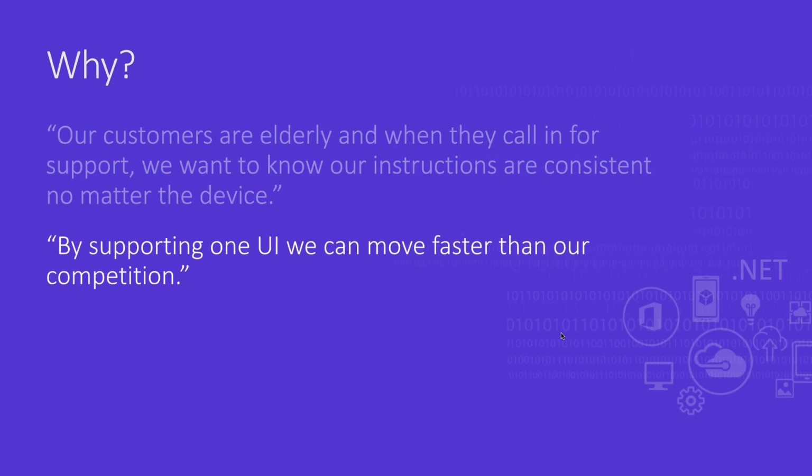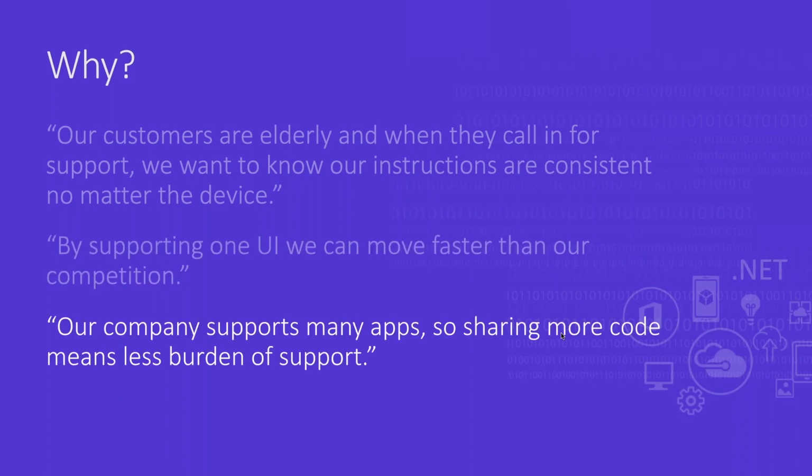And then we hear this: by supporting one UI, we can move faster than our competition. The ability to get to market quickly is a huge value proposition for any cross-platform framework, right? And Xamarin and Xamarin.Forms are no exception. So this is a high priority, and by unifying the UI, making it easier to do, you spend less time moving from Android to iOS and back to Android and nudging things around, trying to make them as consistent as you can. And then another one is our company supports many apps, so sharing more code means less burden of support, right? So there's the whole maintenance aspect of things.